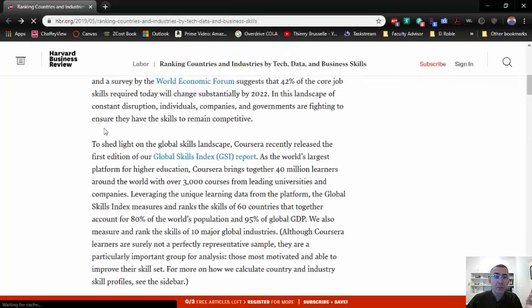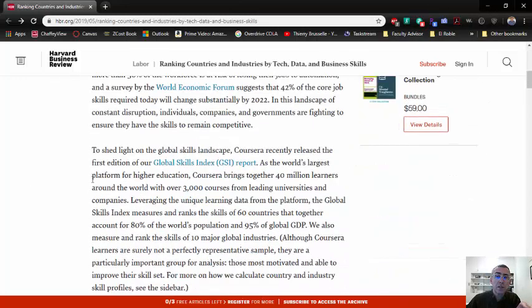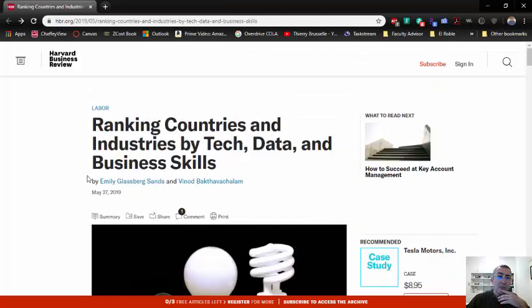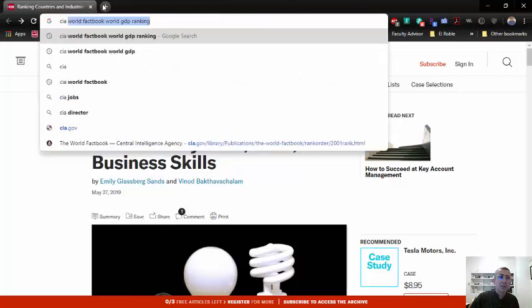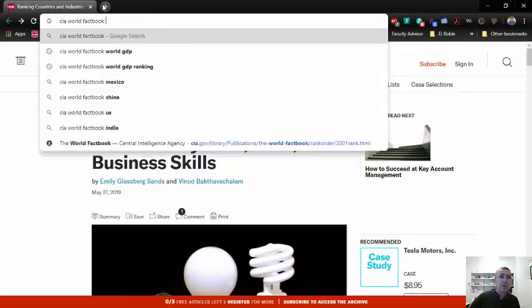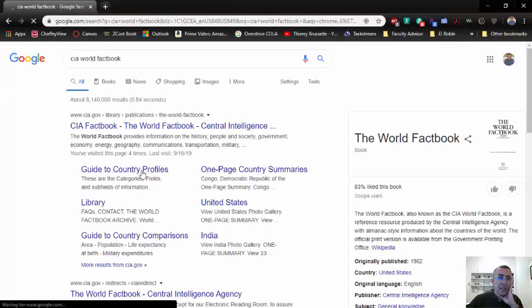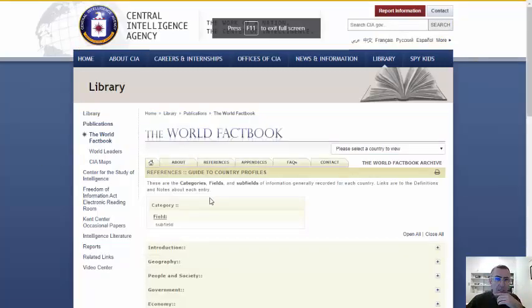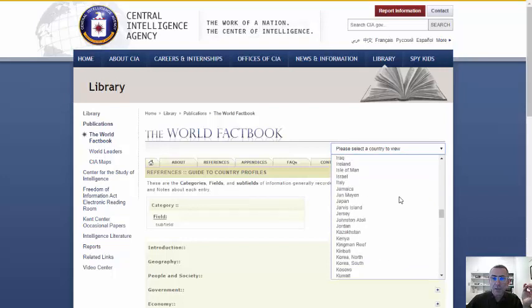This is from an article from Harvard Business Review that was published May 2019. It's not what you usually hear in terms of technology. There are lots of other ways of looking at adoption of technology. Let's see if I can do this quickly enough. If I go to the CIA World Factbook, as an example, I can start looking at the Guide to Country Profiles over here, and let's pick a country. Let's look at, let's see here.